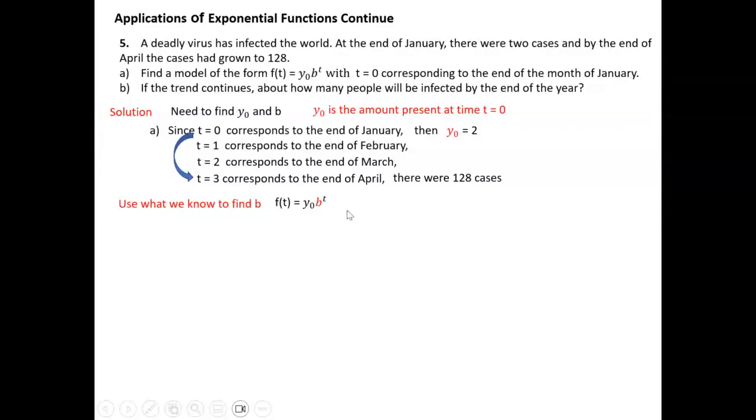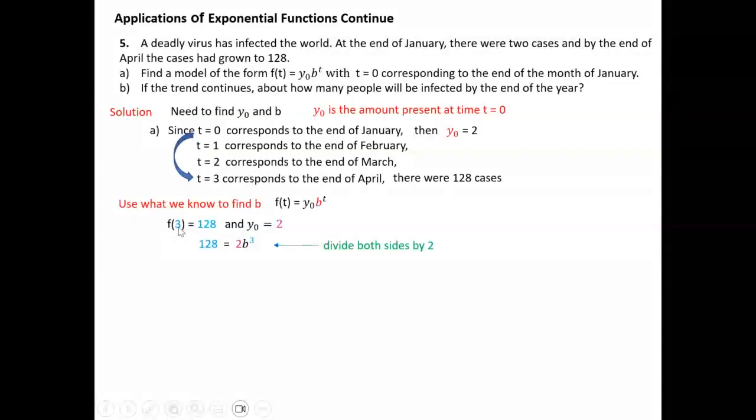Again, we're looking for b now. Right? So when t is 3, y is 128. So we're going to plug it in here to the formula, right? So this will give us 128. The y naught is going to be 2. We're looking for the b. And the t is going to be 3. Then we divide both sides by 2. It's going to give us 64 equals b to the third power.